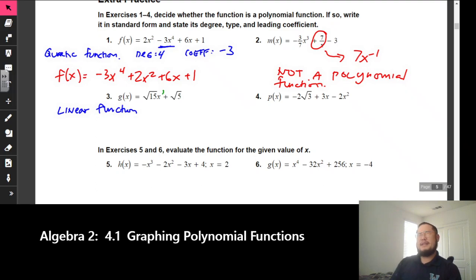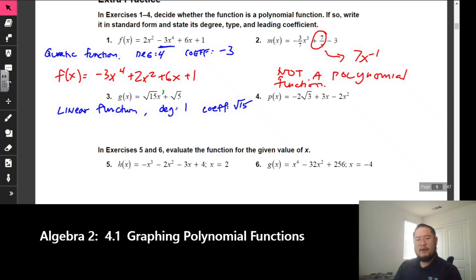You may not see anything like that normally. I'm pretty sure in Algebra 1 or in geometry, you haven't seen that, but hey, that is. And this rad 5 would be your y-intercept. So we have that right there. Let's see. We want to state the degree. The degree is to the first power. The leading coefficient, that would be rad 15. And it is already in standard form, so we don't need to change that.